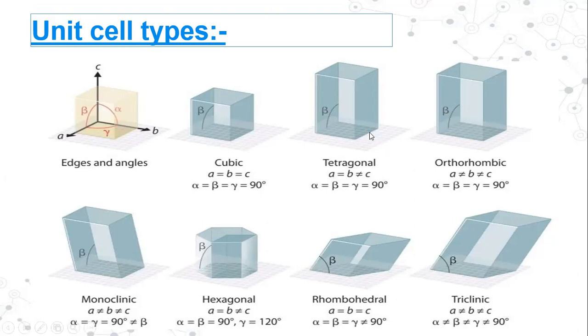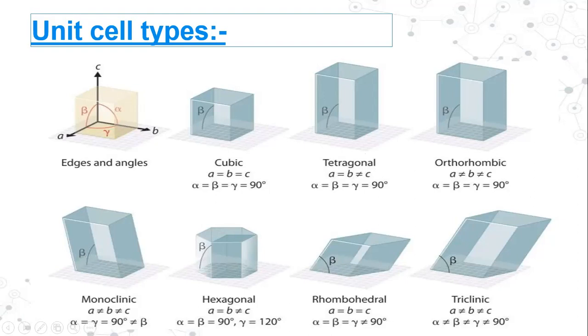Next one is the tetragonal shape. The tetragonal shape is somewhat in the shape of a cuboid. So you know about the cuboid, which is somewhat rectangular. The edges are not of equal length. 2 edges are of the same length and 1 edge is of a different length. That is clearly seen here. That is a tetragonal shape.